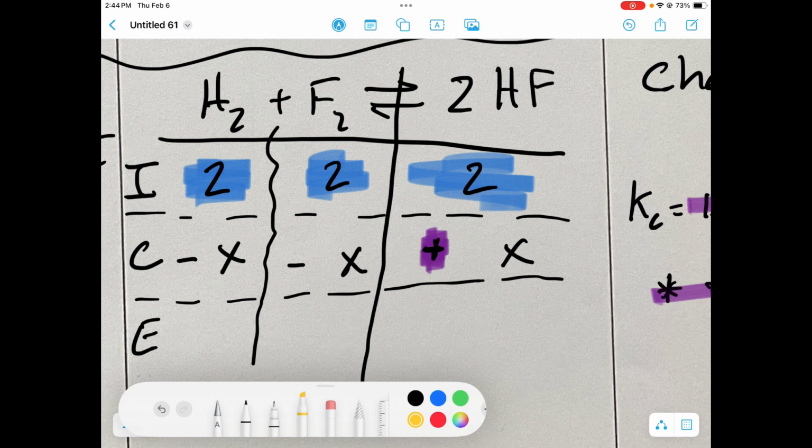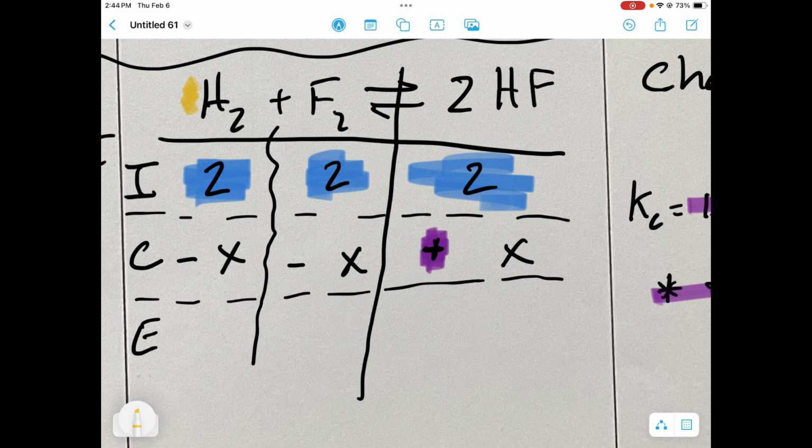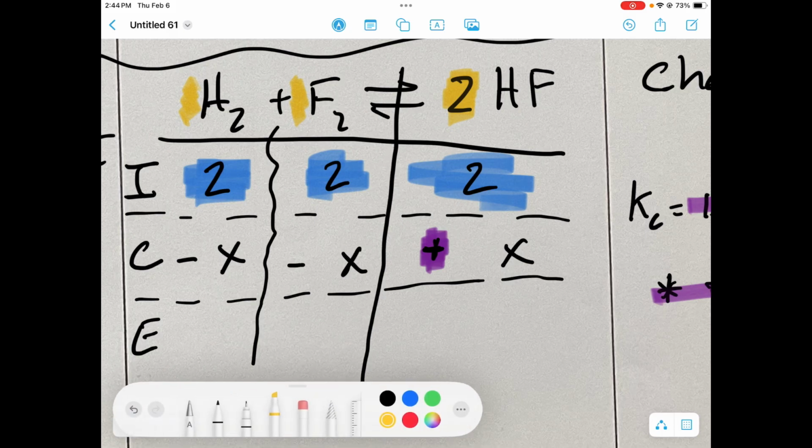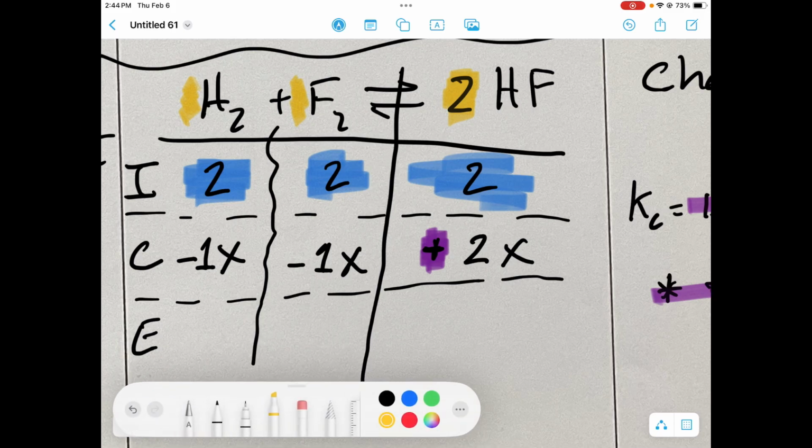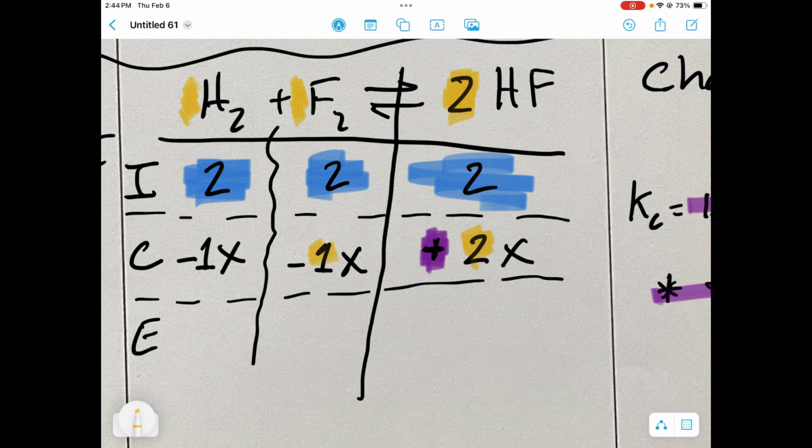Now what I'm going to do, I'm going to come up and I need to see my ratios for that change. So I see that 1 H2 and 1 F2 is going to make 2 HFs. So that means for every time that my H decreases by 1 and my F decreases by 1, my HF should increase by 2. So all I'm doing is I'm taking those coefficients and I'm bringing them down.